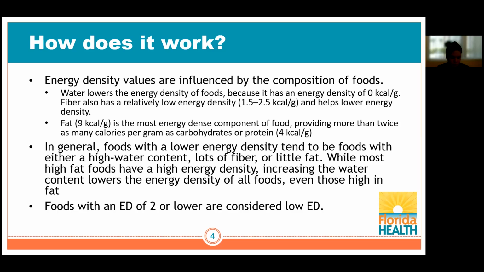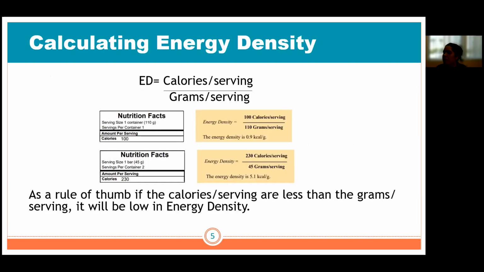So I'm going to teach you how to calculate energy density. Basically, you divide the number of calories per serving by the number of grams per serving. Here are some examples. For example, you're eating something that's 100 calories, but it's 110 grams per serving, the energy density is going to be 0.9. So that's good. It's lower than 2.